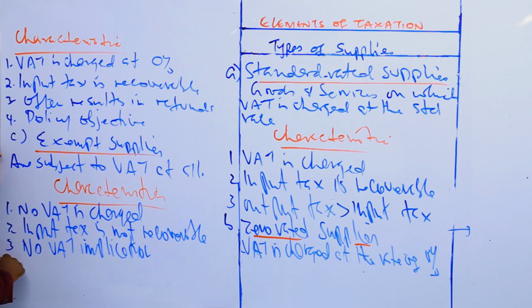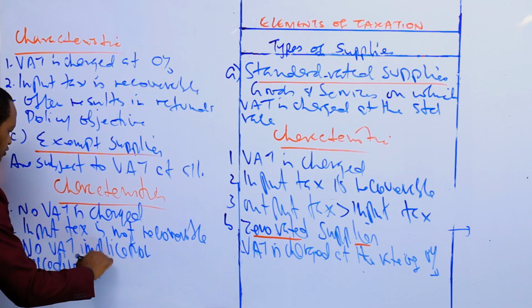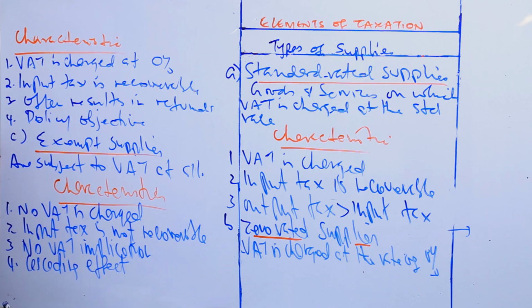And of course, there is also a cascading effect of exempt supplies. What does that mean? It means that because input tax cannot be claimed, VAT on inputs for exempt supplies effectively becomes part of the cost, which can lead to a cascading or compounding effect of tax, as tax is hidden within the cost. So these are three characteristics.